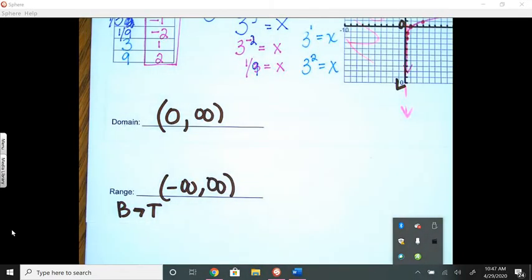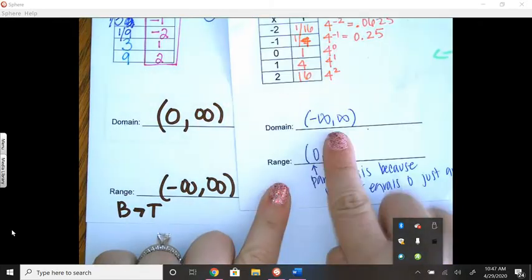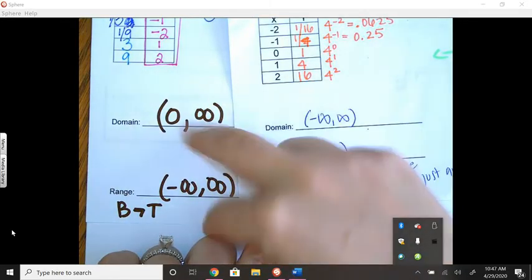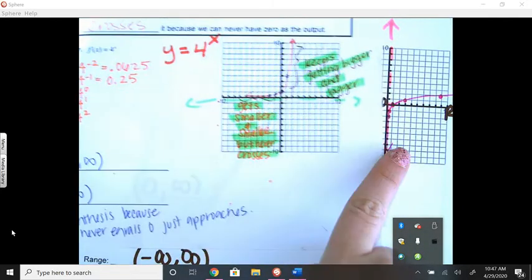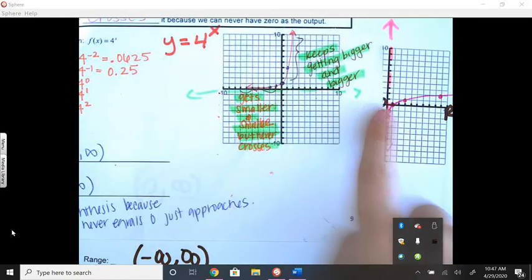So again, if we compare this to our notes from 10.3, we can see that here they are inverses. It's swapped. The x and the y are swapped, and we can see how they would reflect over the line y equals x here.